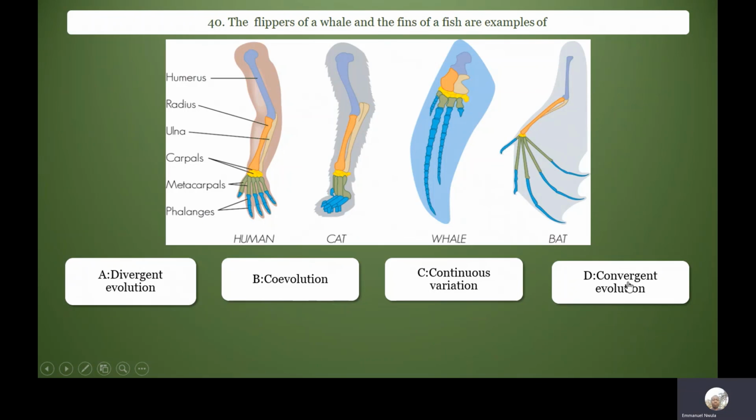Convergent evolution is where you have two structures from two different organisms performing the same function, but the two organisms are not related. It's called convergent evolution. So the correct option here is D.